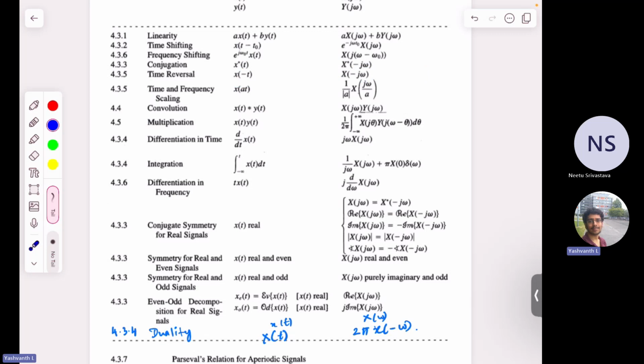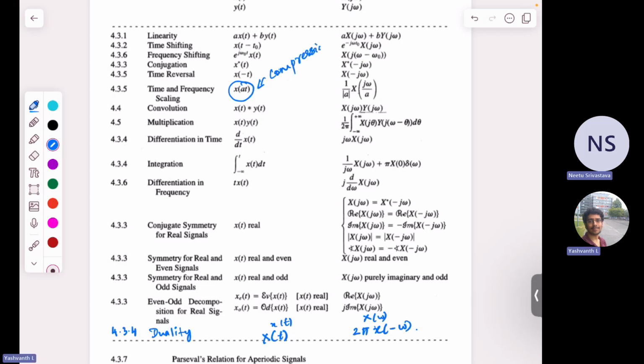Now time and frequency scaling, that is x of at, will give rise to a corresponding frequency scaling. So this is called time scaling and this is called frequency scaling, because your omega is also becoming scaled by a factor of a. So here x of at means it is compression, correct? And X of omega by a means it is expansion. Okay, let me write it down. Compression.